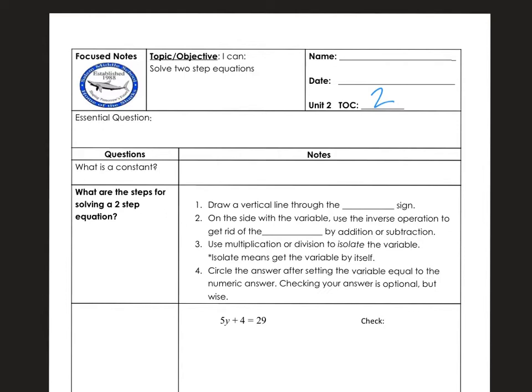So your essential question is, how do I solve two-step equations?